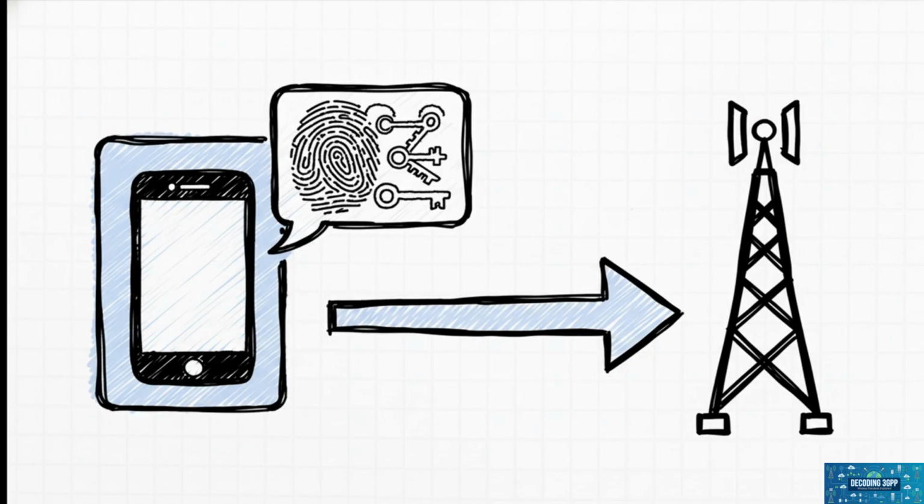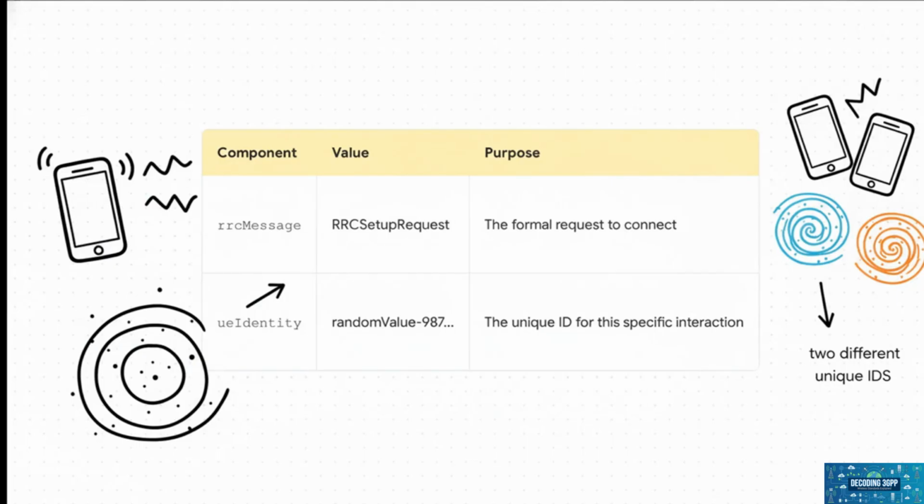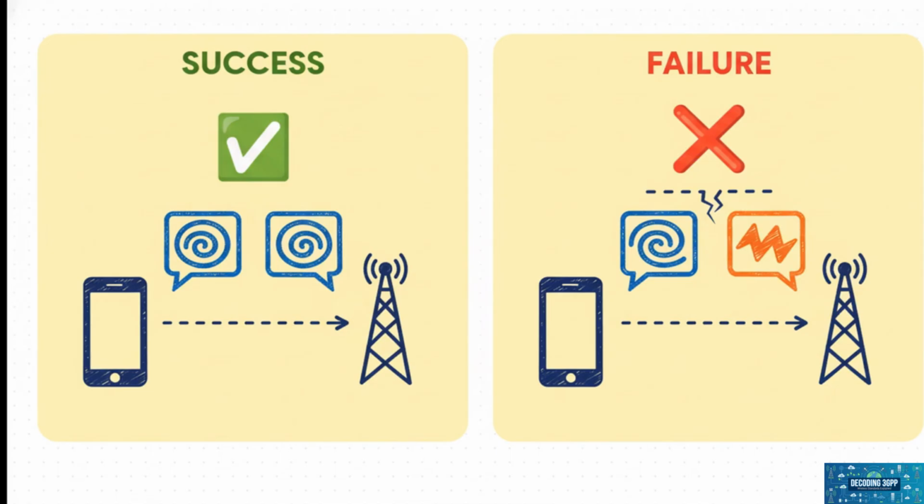So, using that private resource it got from the UL grant, your phone now sends its real introduction. It's not an anonymous wave anymore. Nope. It sends a message that has a totally unique identifier, something that belongs only to your phone, just for this one interaction. And the crucial bit is right here. The phone sends a formal RRC setup request, and tucked inside that message is the UE identity, which is just a really big random number. This is the key. Because if 2 phones were trying to connect at the same time, they would have sent 2 different unique IDs.